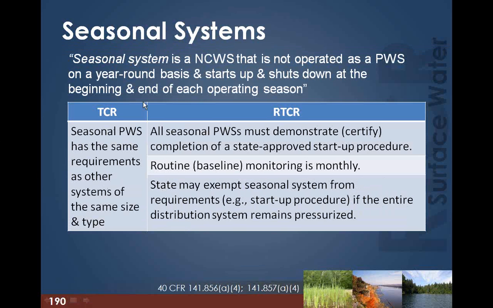In terms of seasonal systems, under the revised total coliform rule, seasonal systems must now demonstrate and certify completion of a state-approved startup procedure. The routine monitoring requirement is monthly, the same as the current TCR requirements. The state may exempt seasonal systems from the startup requirements if the entire distribution system remains pressurized for the entire year. Remember, subpart H seasonal systems must monitor monthly and are not eligible for reduced monitoring.